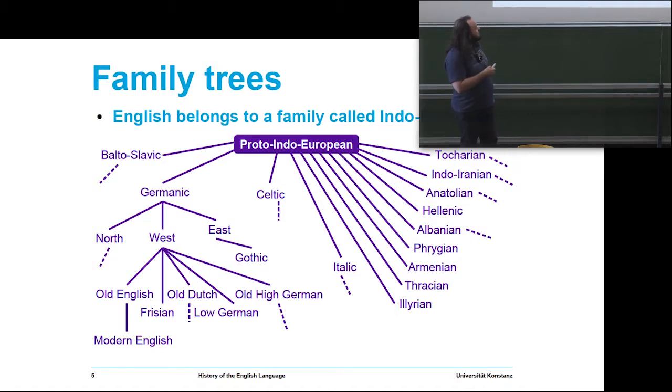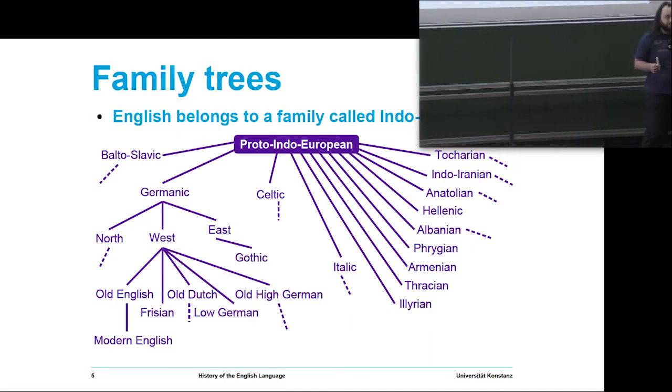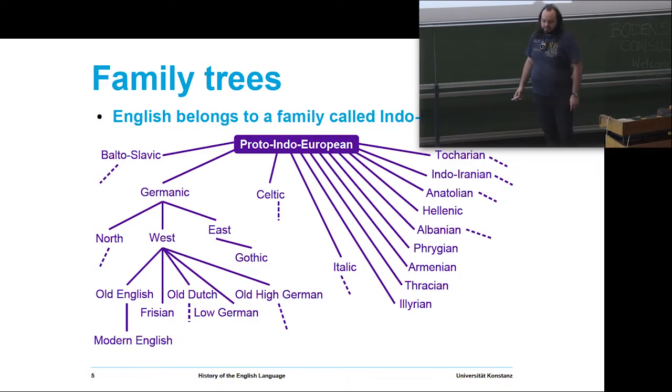Celtic. Celtic languages are important in the history of English, and we're going to talk a little bit more about them throughout the course. Balto-Slavic. These are languages like Russian, Polish, Bulgarian, but also the Baltic languages, languages like Lithuanian. And so these are all branches of the Indo-European family.